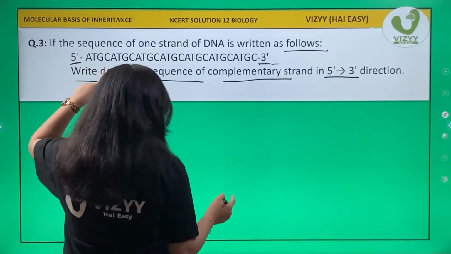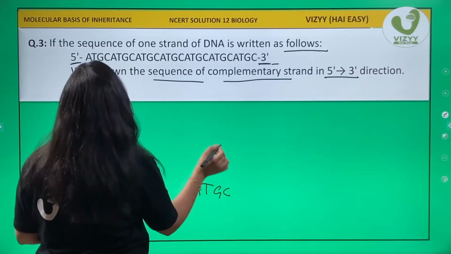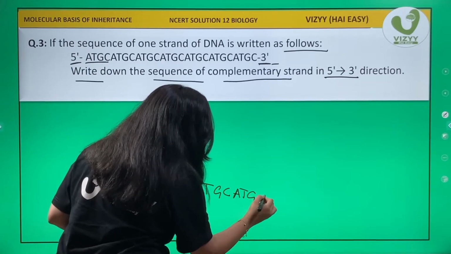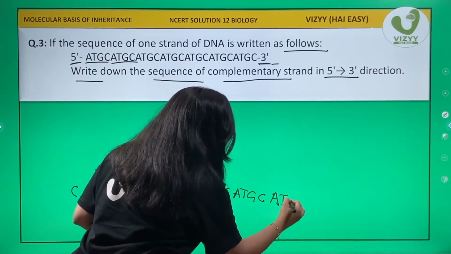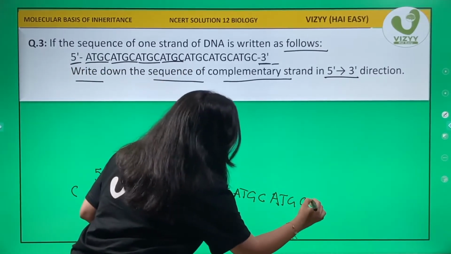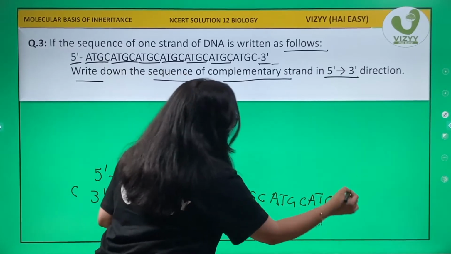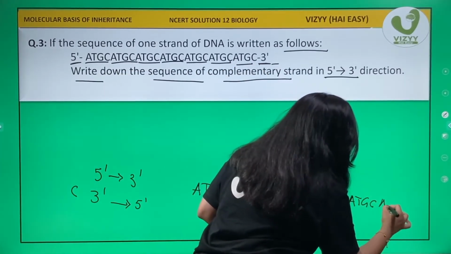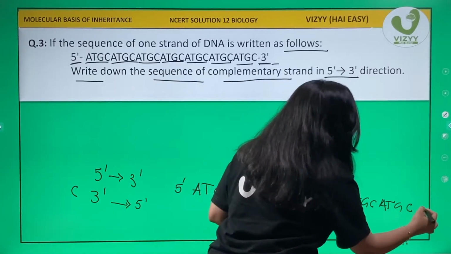Okay, let's start. We have got A, T, G, C. A, T, G, C. A, T, G, C. Now again A, T, G, C. Again A, T, G, C. And lastly A, T, G and C. Okay. So students, this sequence is from 5 prime to 3 prime.